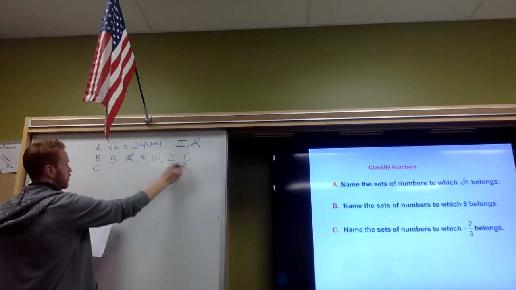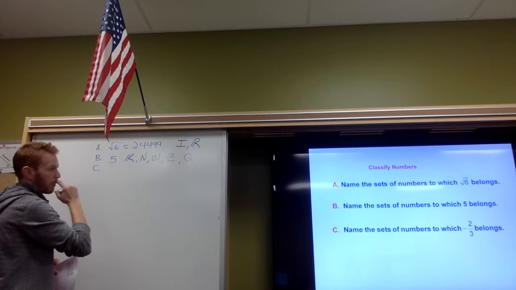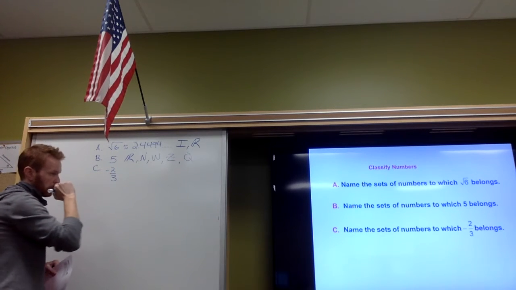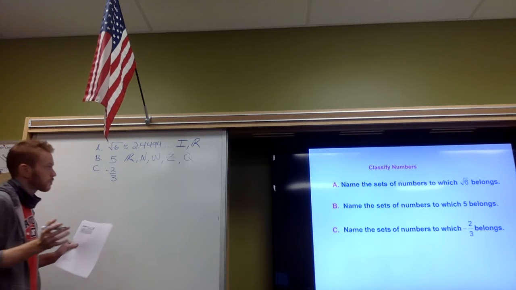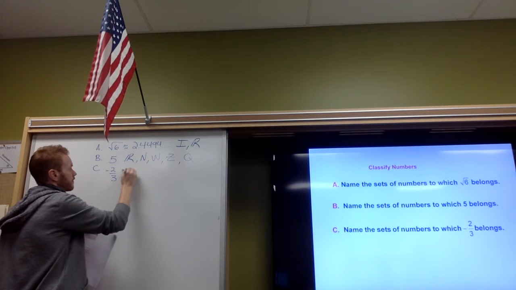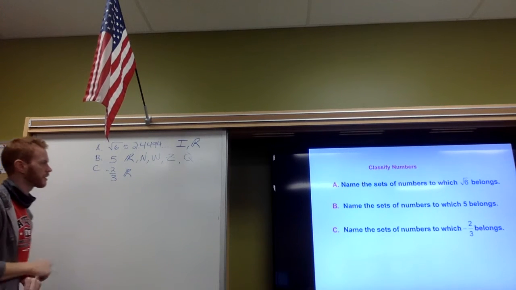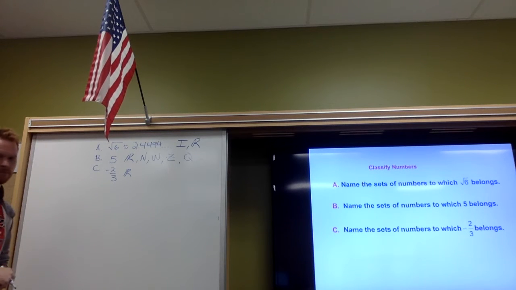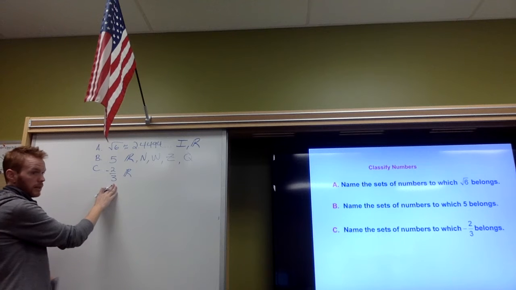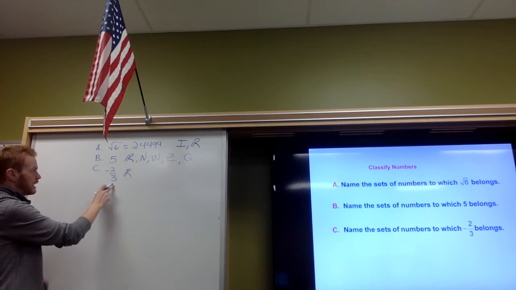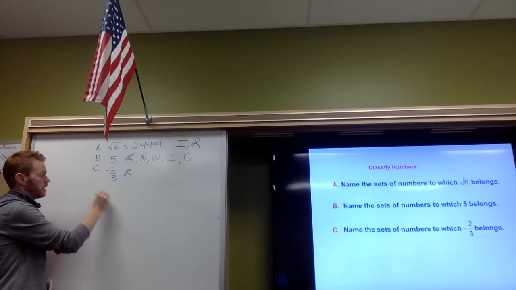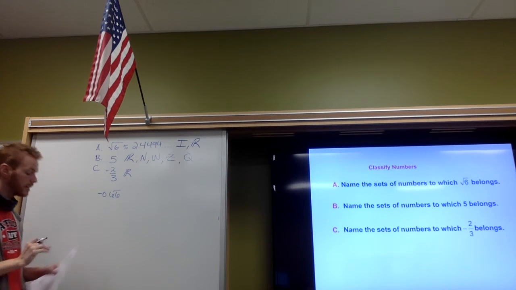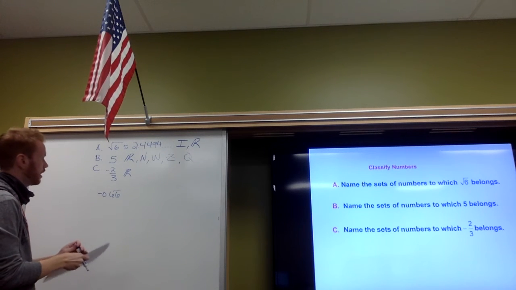1, 2, 3, 4, 5. There's 5 groups for that one. And the last one, negative 2/3, okay? Well, it's a real number, right? There's nothing imaginary about it, nothing complex. Is this a natural number? No, it's not a counting number, right? If you guys remember, what's negative 2/3? Negative 0.66 repeated. Okay, so it's definitely not going to be an integer.